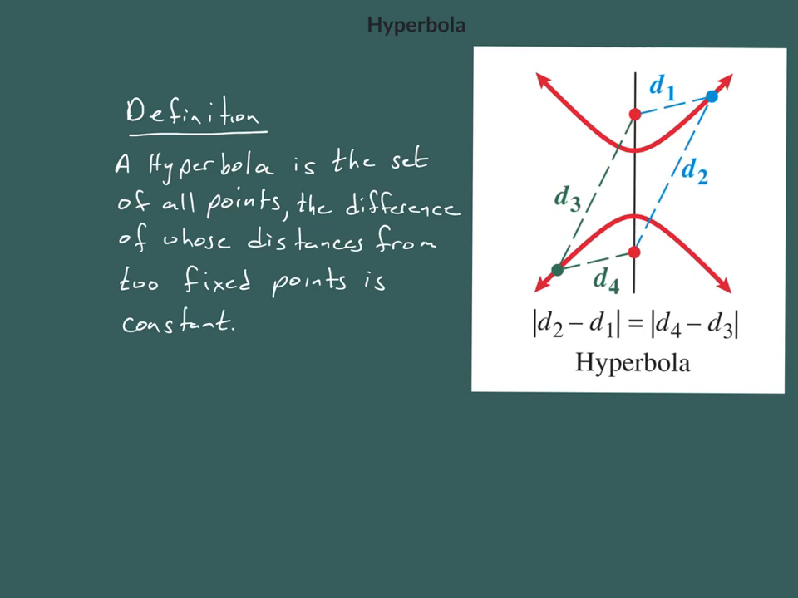So in this case, and notice we're using absolute value because you can't necessarily guarantee which one of those is bigger, which one is smaller. So the absolute value of D2 minus D1 will always be equal to the absolute value of D4 minus D3. And that is what makes a hyperbola.